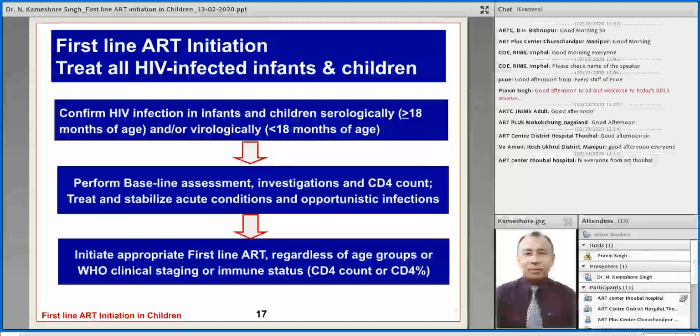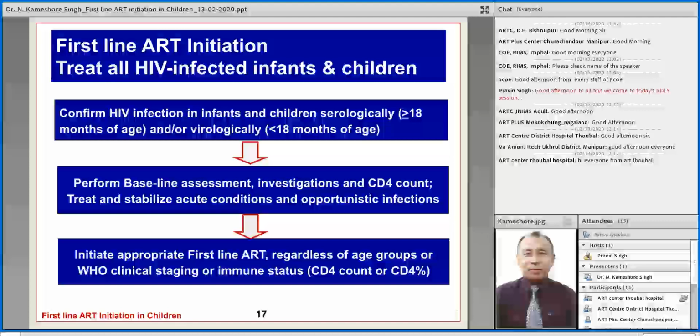First line ART initiation for treatment of HIV infected infants and children. The first thing to be done is confirmation of the infection by virological test if the child is less than 18 months of age, and by serological test if 18 months or more. And we should do baseline assessment clinically and with investigations and CD4 counts, treatment and stabilization of the acute opportunistic infections and other acute infections, and start appropriate first line ART now, regardless of age group, WHO clinical staging, and immune status, irrespective of the CD4 counts. Let us see pediatric ART regimens.